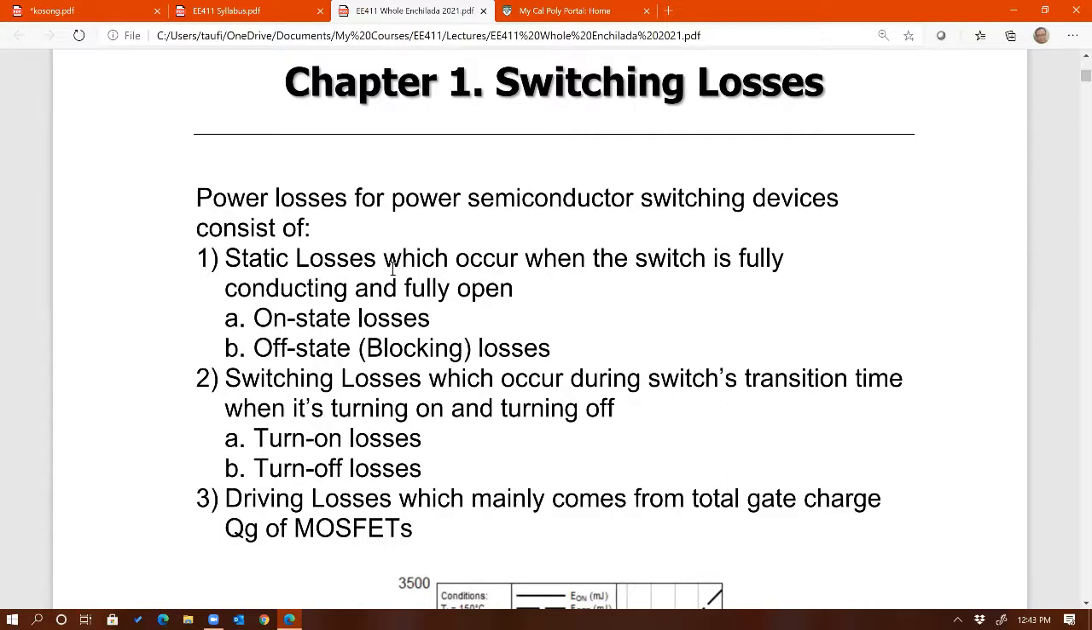So if the switch is fully conducting current, or fully open, then there are some losses associated with those, and those losses are called static losses. If it's fully conducting, we call that on-state losses or conduction losses. If the switch is open, we call that off-state or blocking losses.